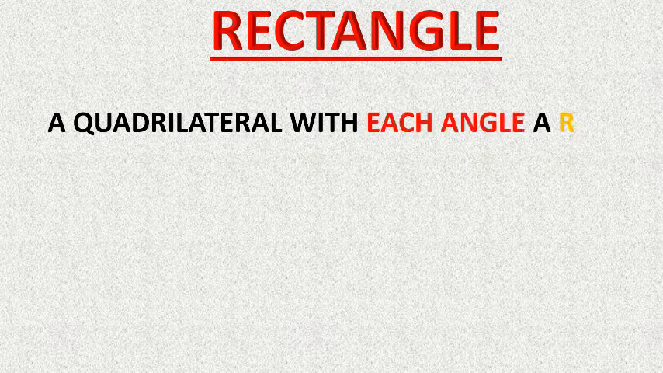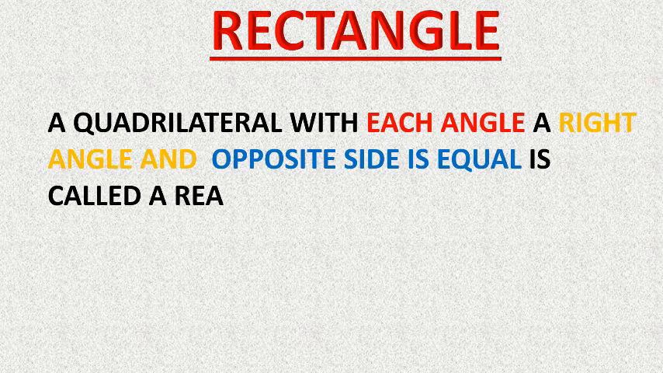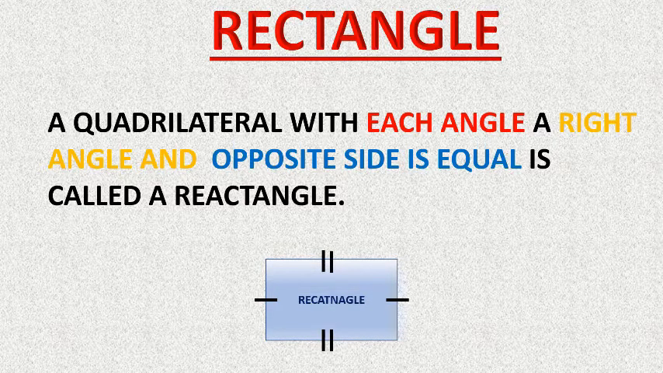Now next we have rectangle. What is a rectangle? A quadrilateral with each angle a right angle, just like a square, but in this, only opposite sides are equal, not all the sides. In a rectangle only opposite sides are equal, means length is equal to its opposite length and the breadth is equal to its opposite breadth. As you can see in this figure, this is a rectangle in which the opposite sides are equal, as this symbol symbolizes that these are equal.